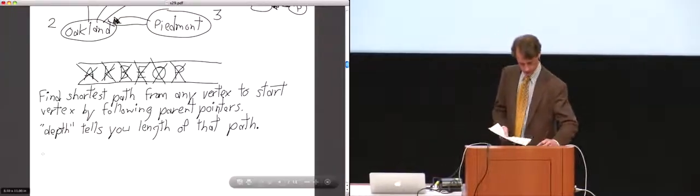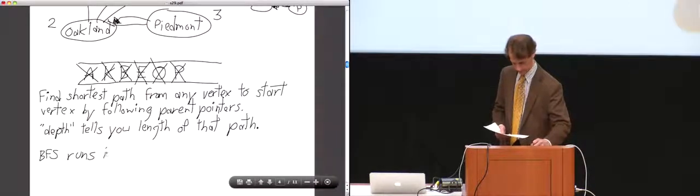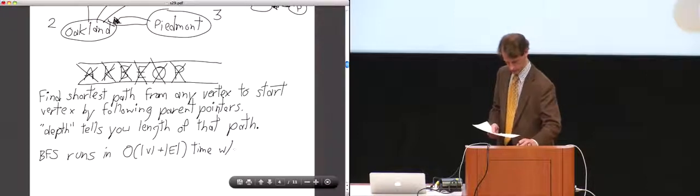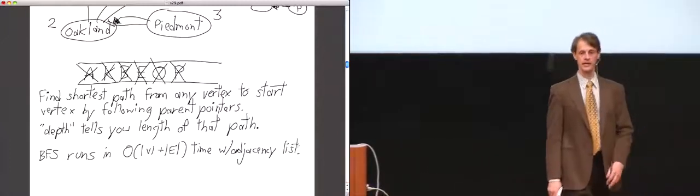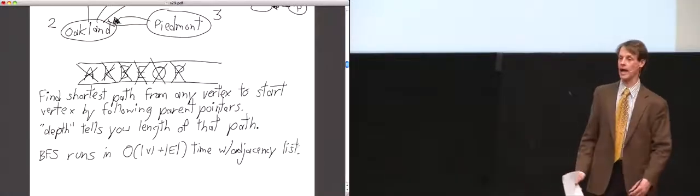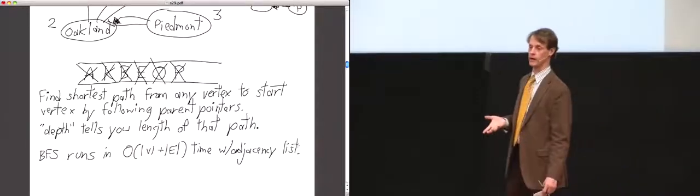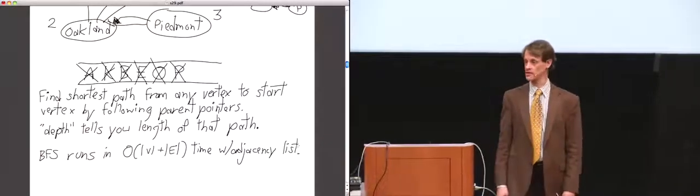Also, a word about the running time. If you're using an adjacency list, then breadth first search runs in linear time. And when I say linear, I mean V plus E. You have to consider both the number of vertices and the number of edges because you can't know which one is going to be bigger.